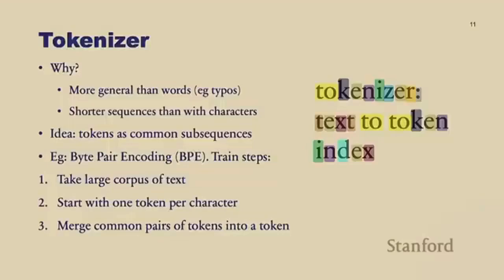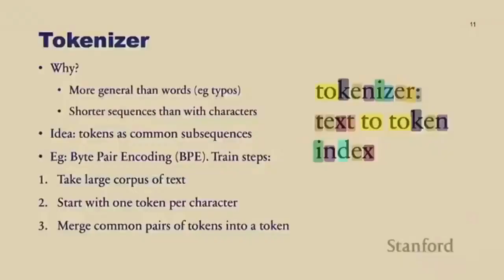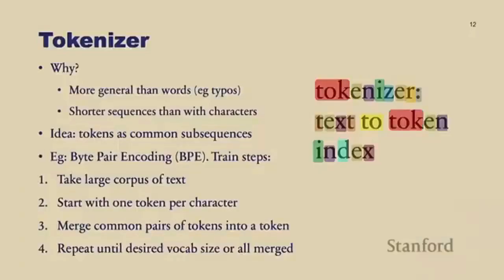Then you go through your text, and every time you see the most common pair of tokens, you merge them. Here you see 3 times the tokens T and O next to each other, so you say this is a new token. And then you continue, you repeat that.